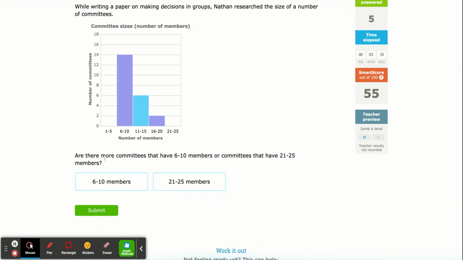data. Are there more committees that have 6 to 10? 6 to 10, obviously there are more, it's the highest one, or committees that have 21 to 25. There wasn't any that had 21 to 25. 6 to 10 obviously has more.